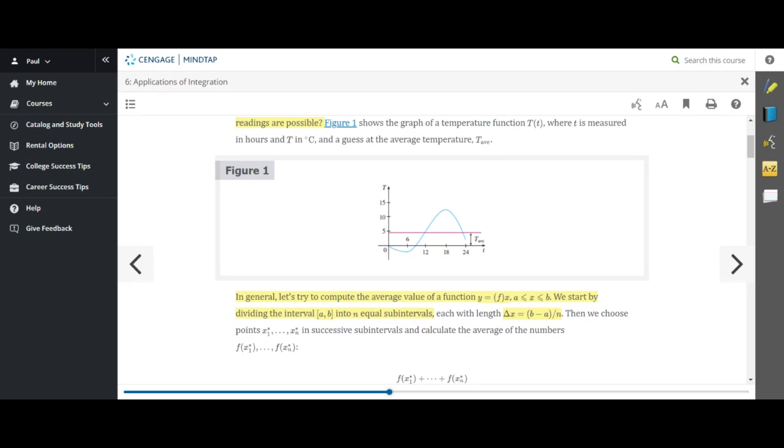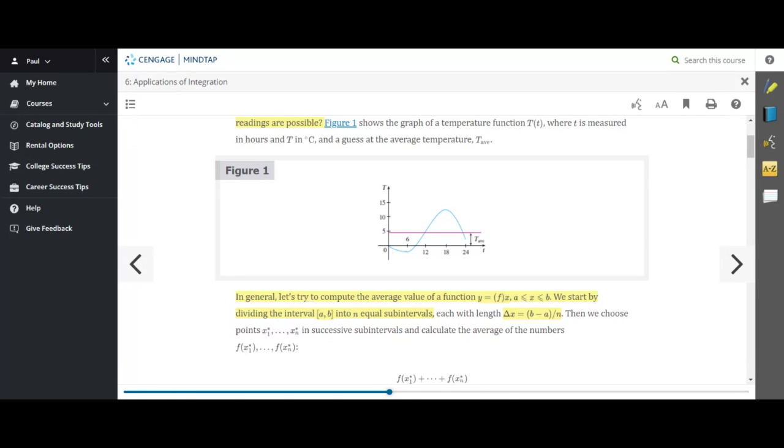So we want to try to compute the average value of that function. And what they're doing is, you see they're drawing a red line through the center of the function. What's the height of that red line? If you had to estimate the height of that red line in figure 1, what would you estimate the average temperature to be? Okay, Mario's saying about 4.9, and I agree.